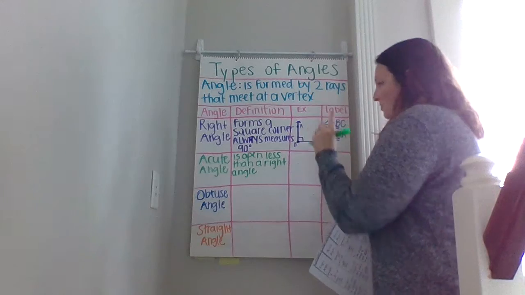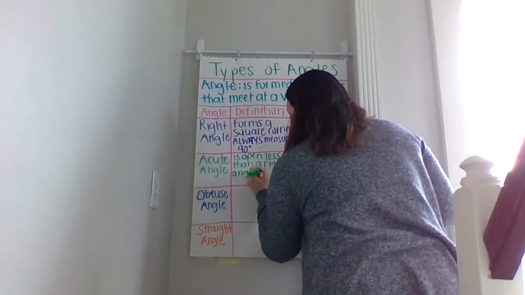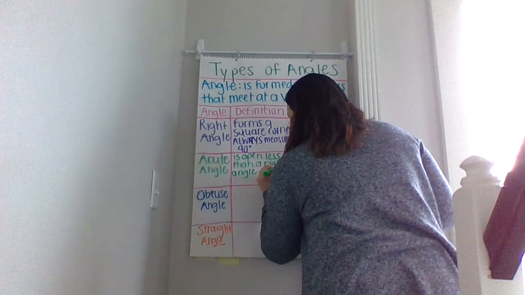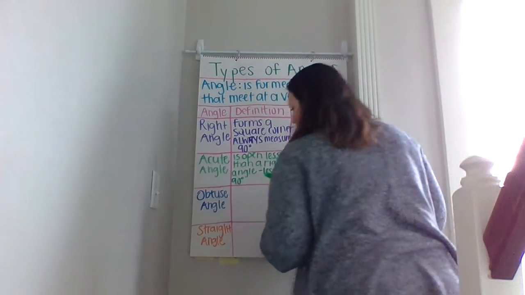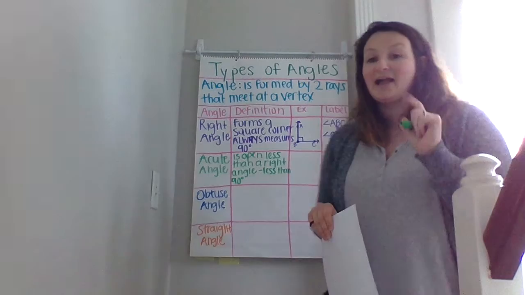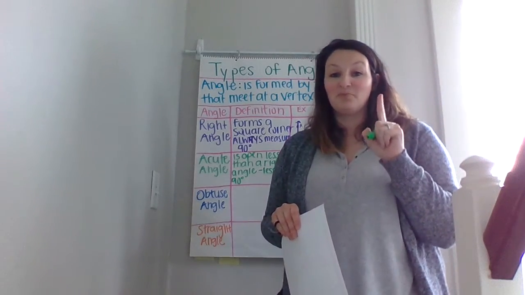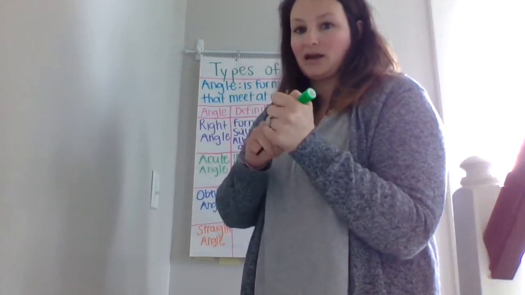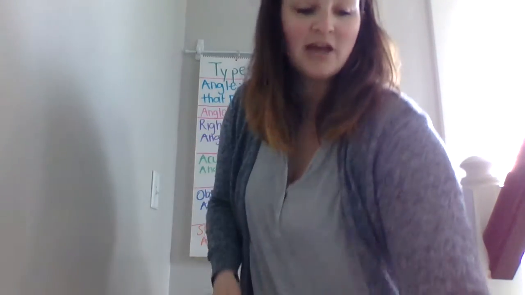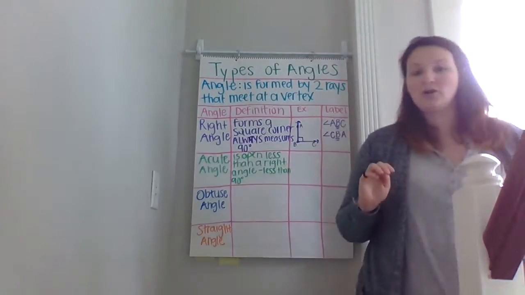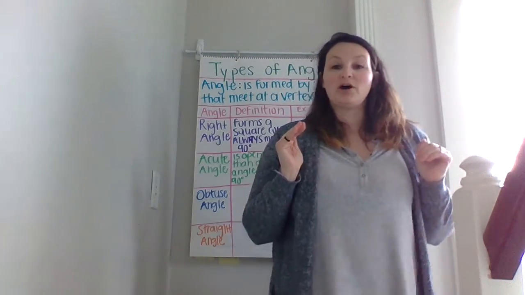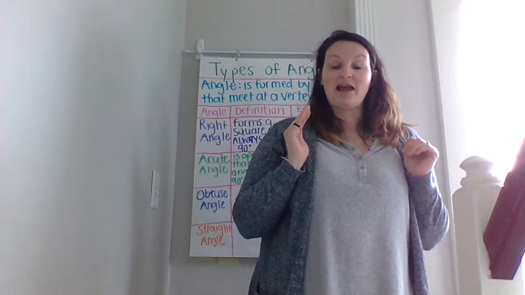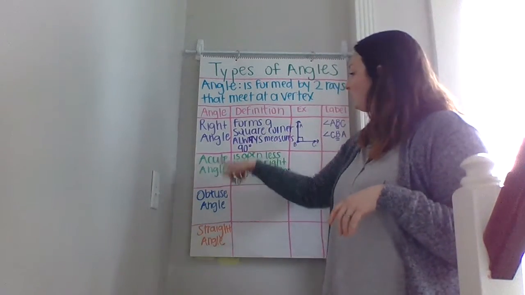Okay, so if it's open less than a right angle, that means it is less than 90 degrees. I have something that can help you remember this. First let's do our body symbol to help us remember. Remember, a right angle was straight up and straight out. I always like to start with my right angle because we're comparing an acute angle to a right angle.